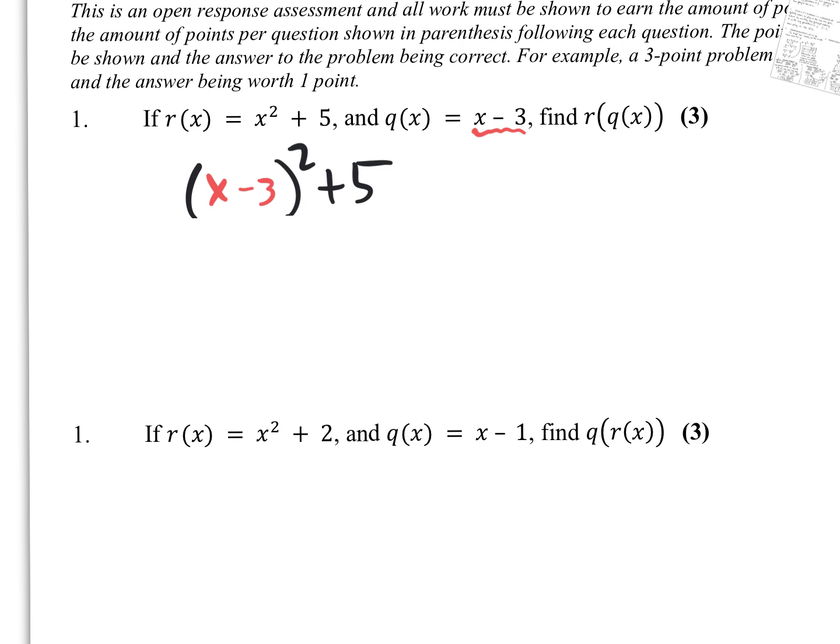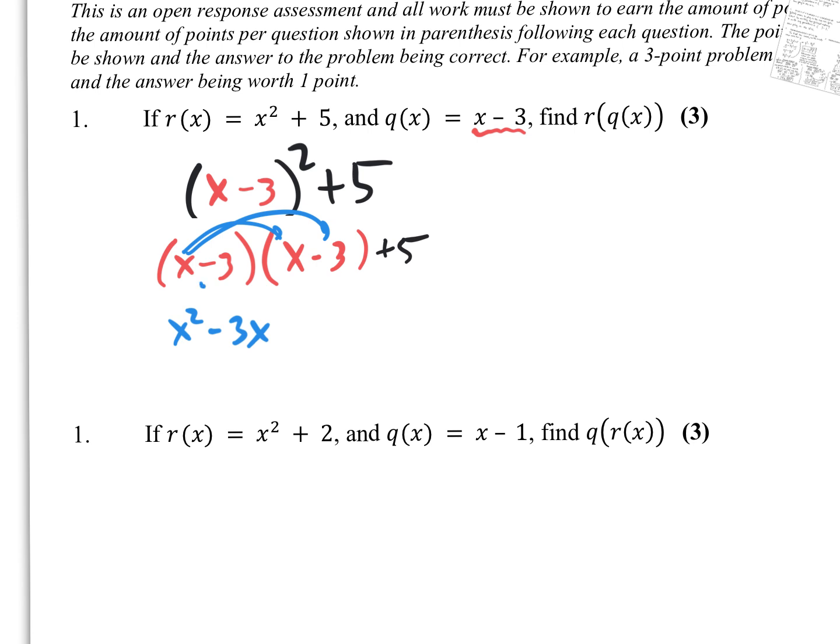You're going to do the binomial squared, and you are not going to distribute that power of 2, that's incorrect. Because it's a binomial to the second power, you have to write out that binomial 2 times. X minus 3 times x minus 3. Now don't forget about that plus 5, it's still there. Now let's actually distribute. What is x times x? That's x squared. What is x times negative 3? It's negative 3x. What is negative 3 times x? It's another negative 3x. And what's negative 3 times negative 3? That's a positive 9.